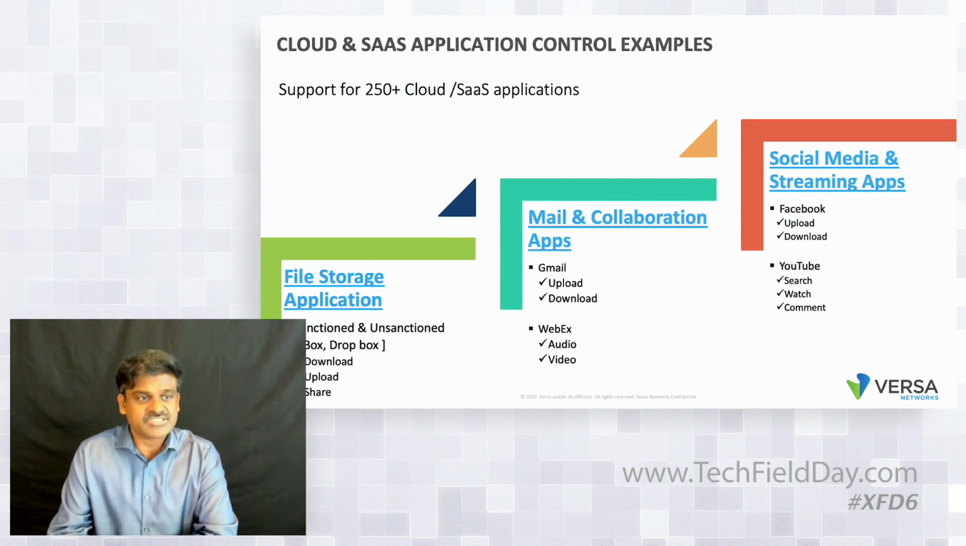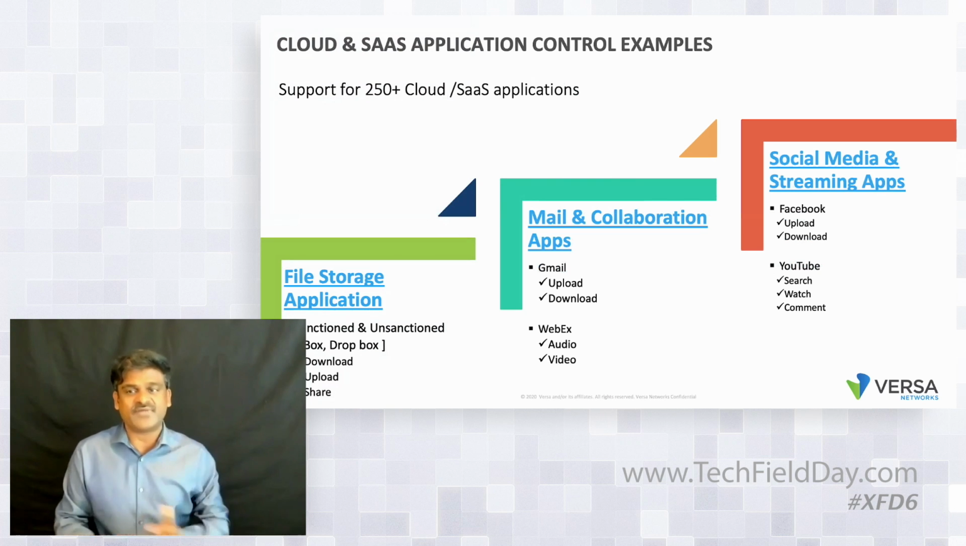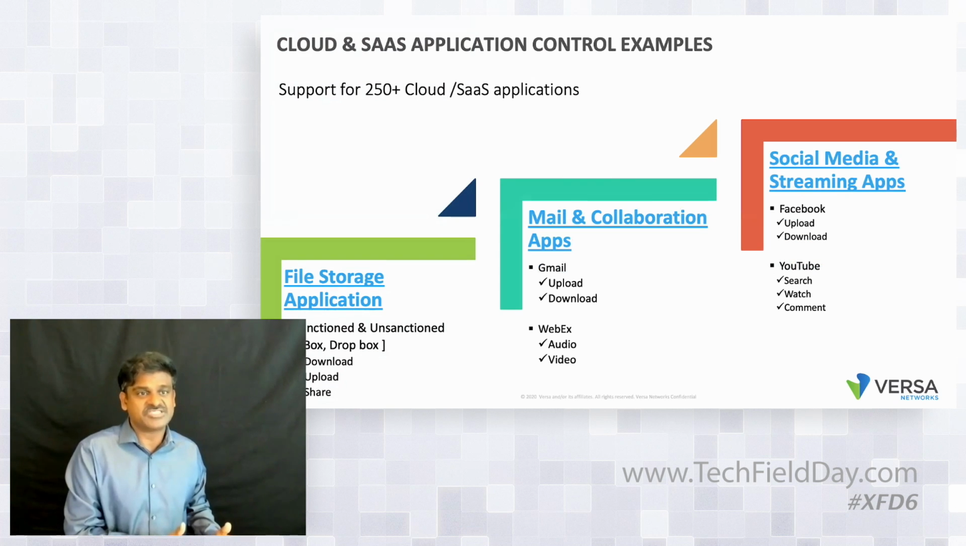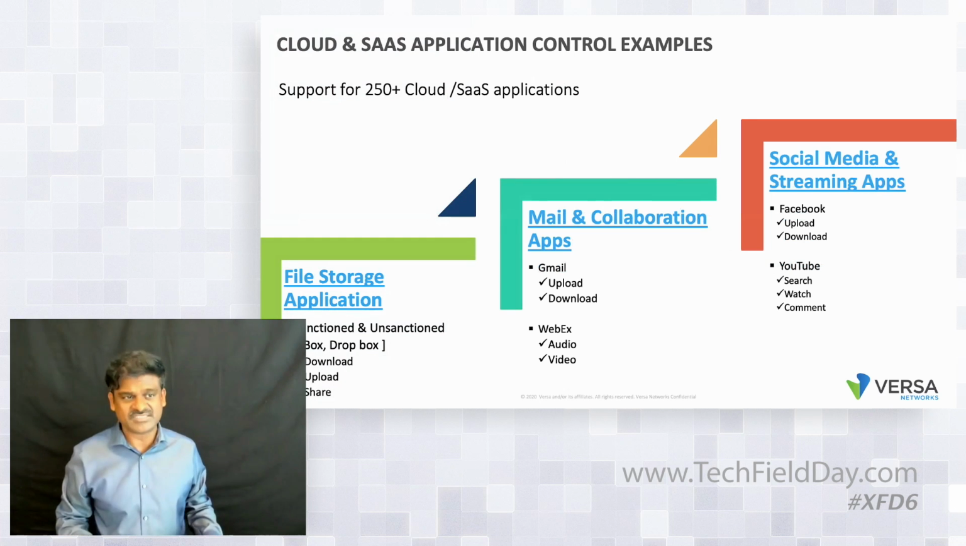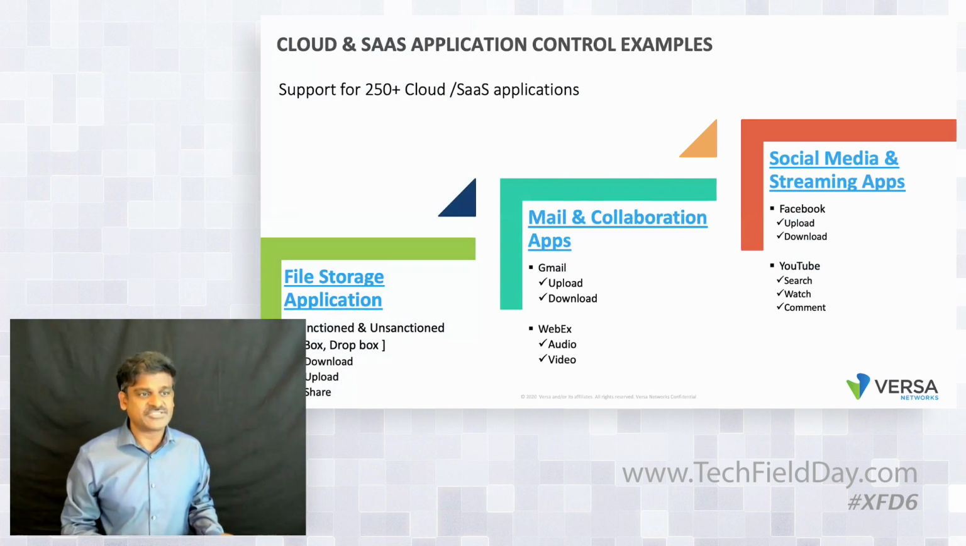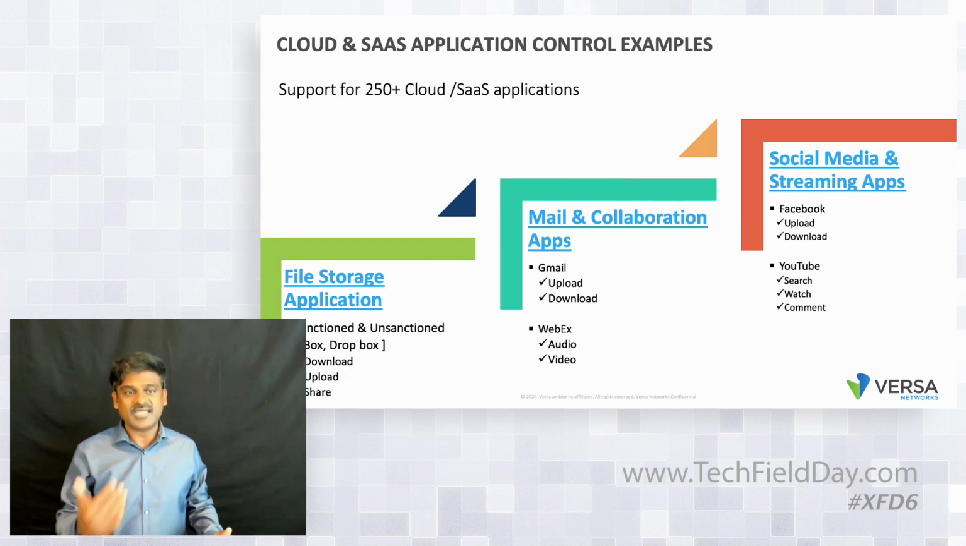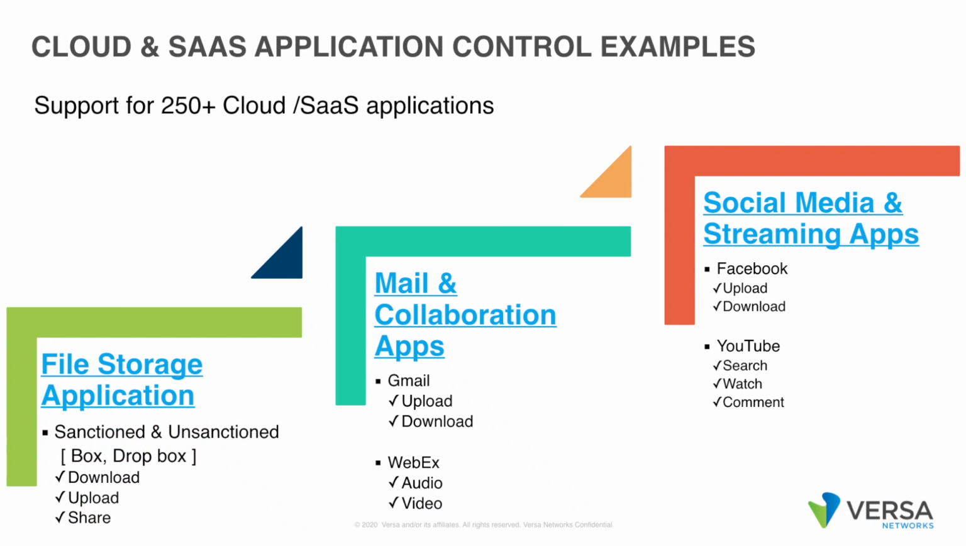So for our demonstration, I have categorized them into 3 different categories: file and storage applications, mail or collaboration applications, and the social media or streaming applications. Especially when you talk about file storage, I have Box and Dropbox as an example. I'll go over our configurations in a short while to see what we can and cannot do, as well as with mail and collaboration. I'm going to take an example with Gmail, and then when we go through social media, I'm going to show how we can do so for Facebook and YouTube as well.